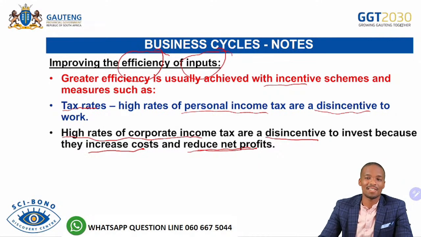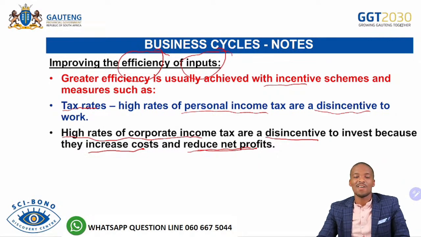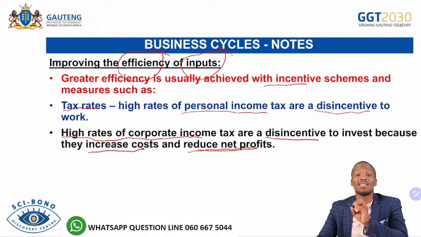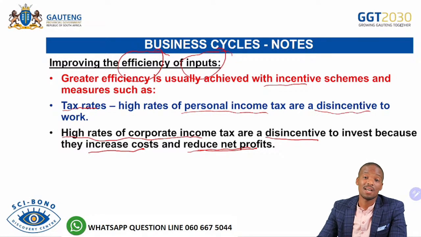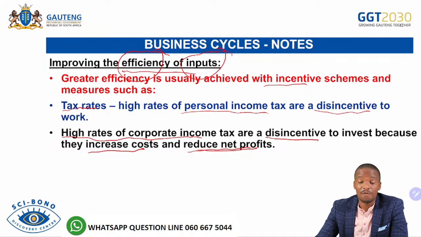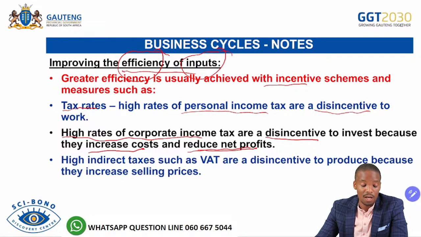The net profits. As an entrepreneur, you cannot start a business with an aim of not making a profit. As an entrepreneur, you want to start a business of making a huge profit. But if the tax is higher, your profits are going to be less, then you will say, why should I continue supplying? So that is why we are saying efficiency of inputs should then be improved.